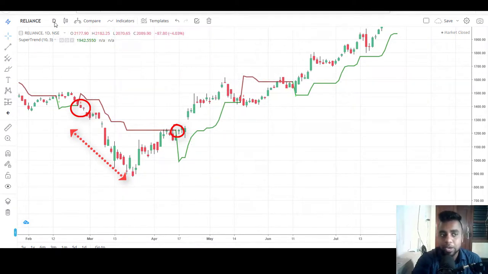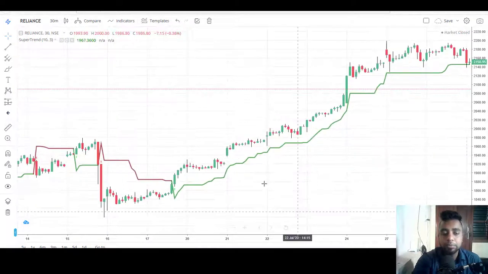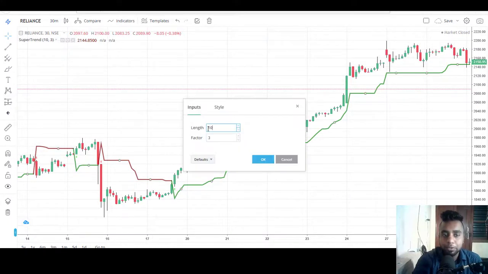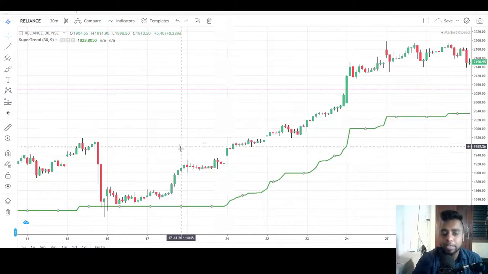The first thing I do is change my time frame to 30 minutes. After changing to the 30 minute time frame, I will change my parameters. The parameter I'm going to change is the multiplier, multiplied by 3. The length is 10 here, so I'm going to multiply by 3, which is 30, and the multiplier 3 multiplied by 3 is 9. After adding this, I am able to catch some long-term trends.